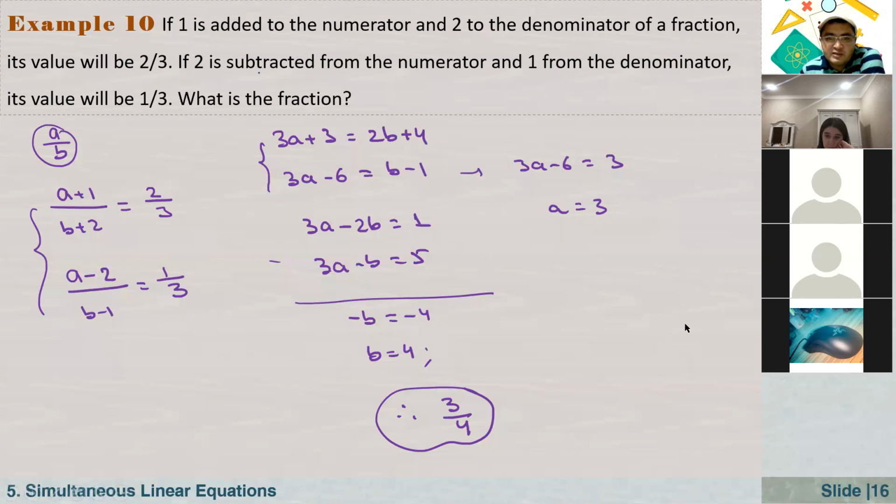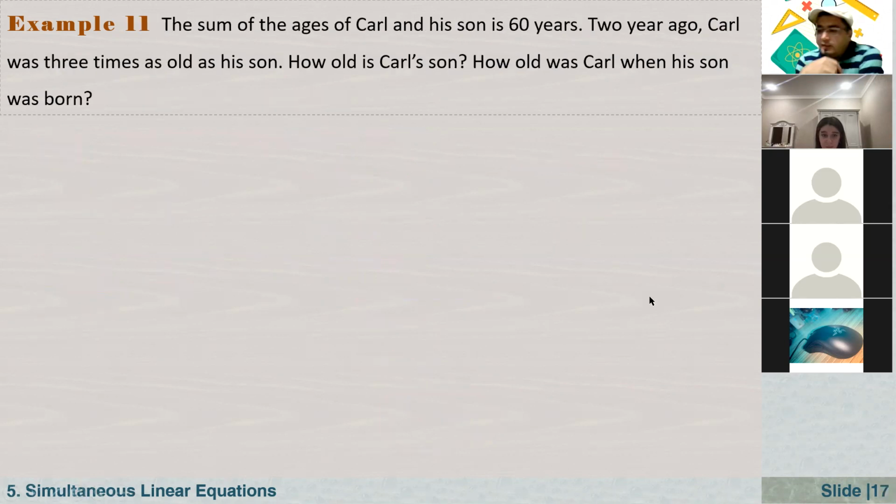Okay, Jasmine, it was asking for the fraction, right? You should just write this 3 over 4. Ayan, where did you make a mistake? The equation I made was completely wrong. So that's why. But now, did you understand everything here? Yes, I did. Very good. All right. Let's see. Next question.